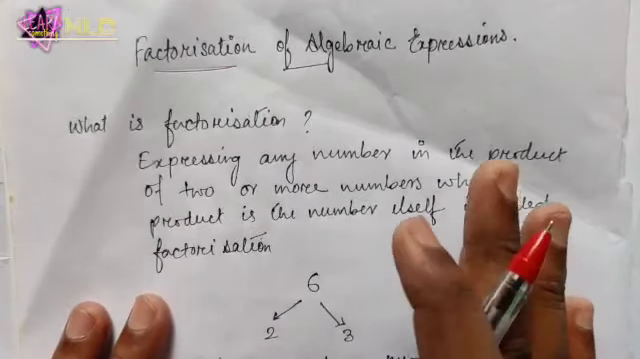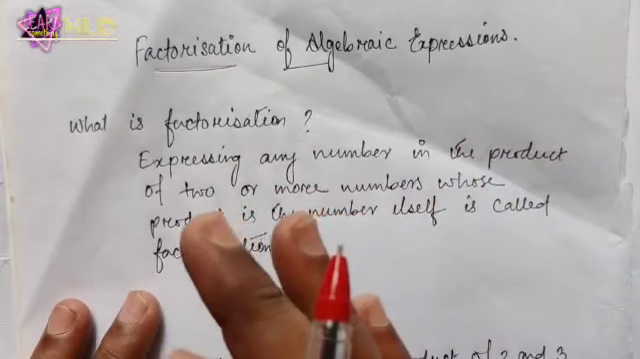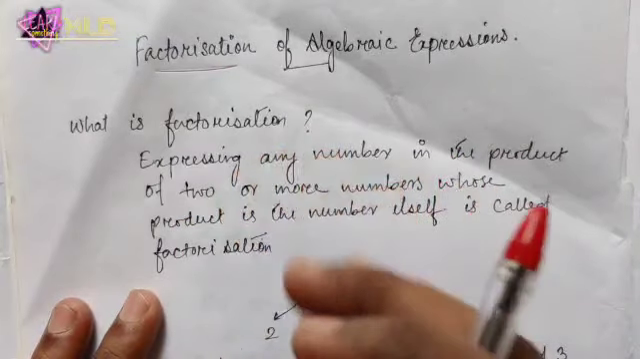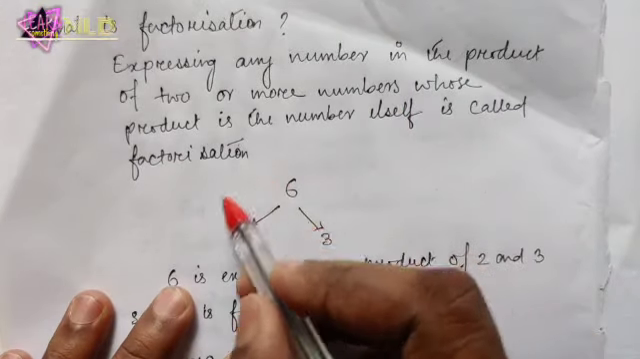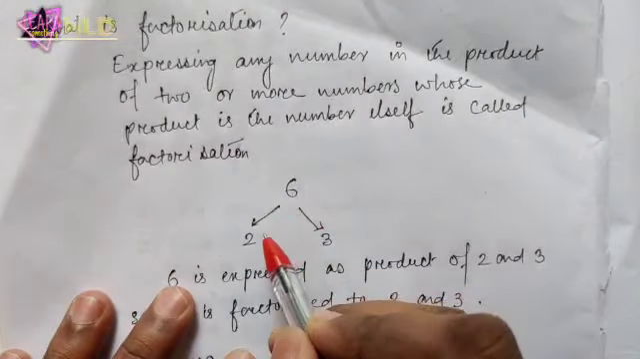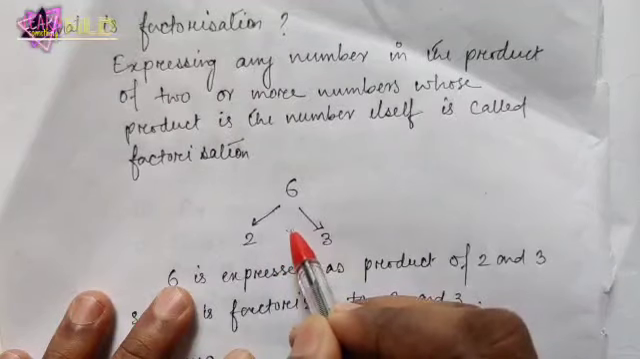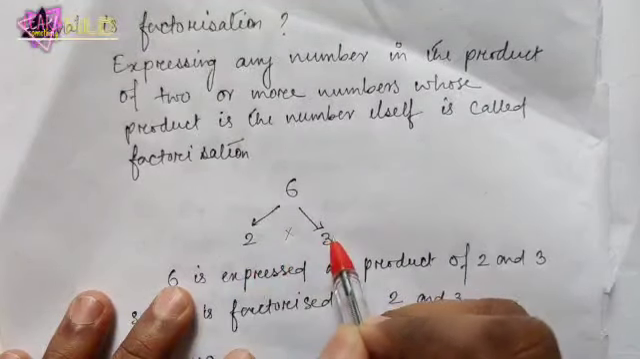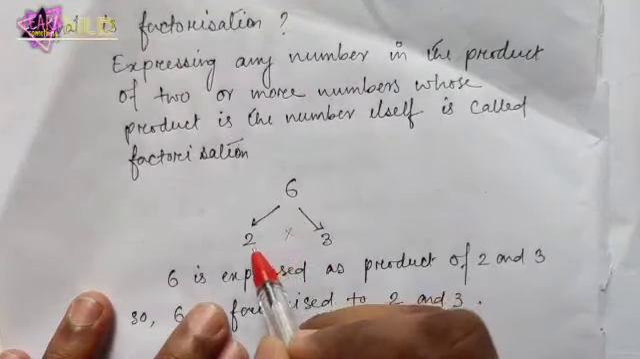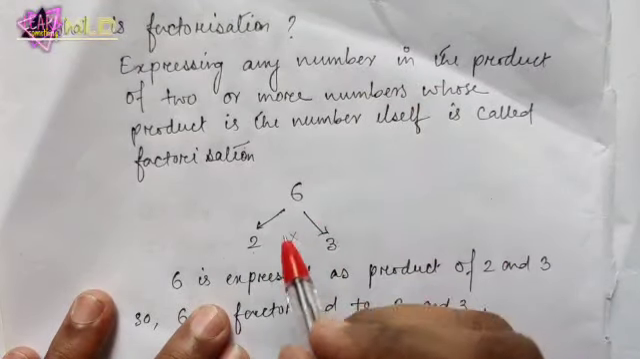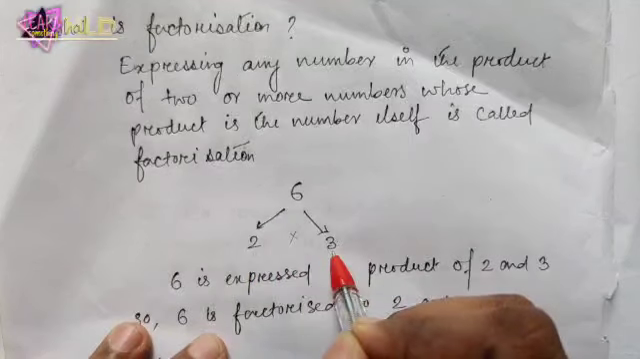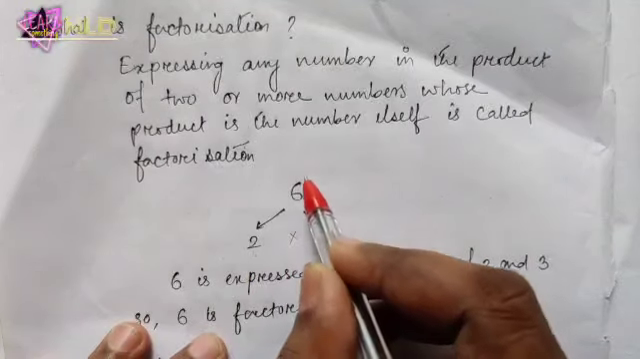You can simply take factorization in terms of breaking or splitting a number into some smaller parts. For example, here you can see I have drawn one diagram. 6 can be broken into 2 and 3. Why? Because if you multiply these two parts, you will get 6.